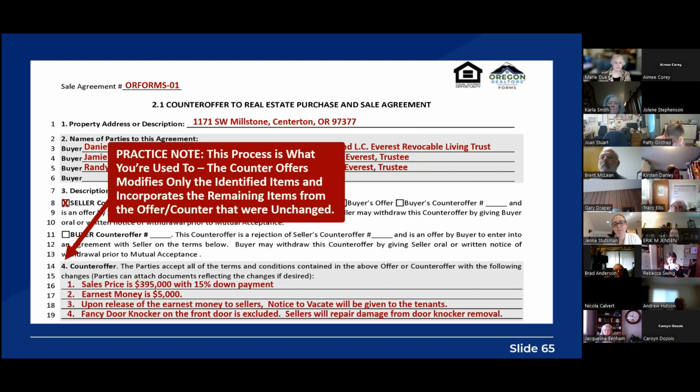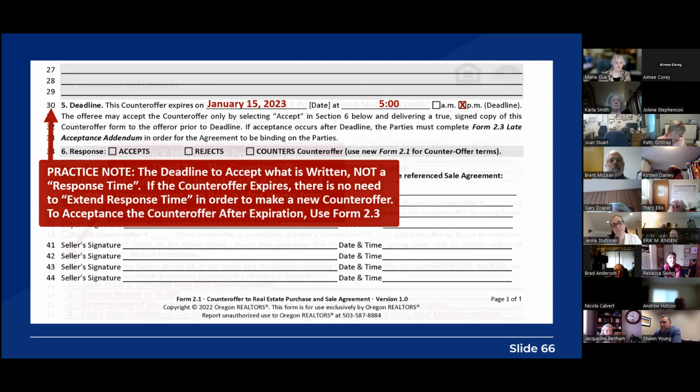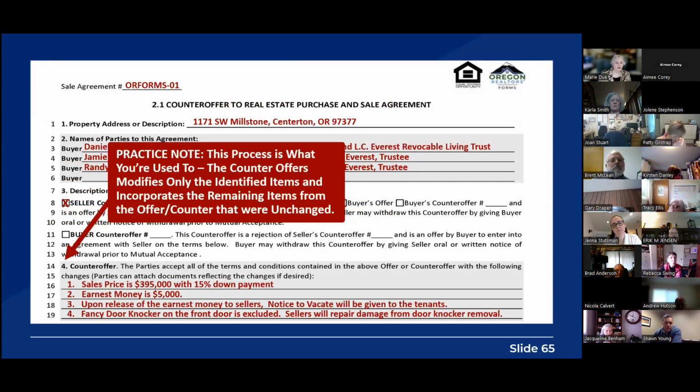Same thing with buyers. It says buyer may withdraw this counter offer oral or written. So again, if you do it verbally, go ahead and follow it up somewhere in writing, whether it's an email or a text or something that you can say, I actually sent it to you. Okay, so the counter offer is pretty much just what we've all been used to. It only identifies the items that we're changing. Clicked too fast.